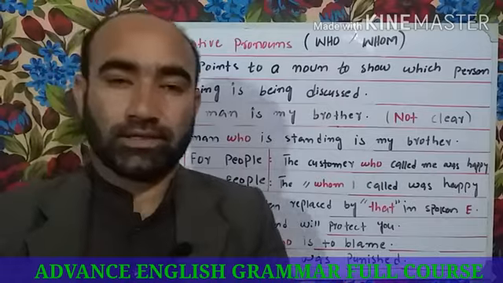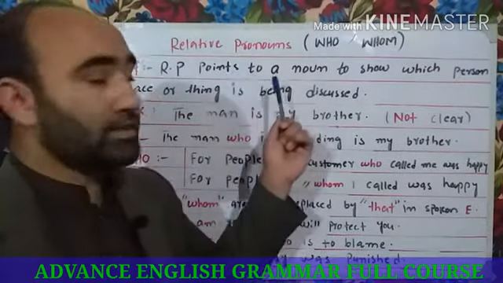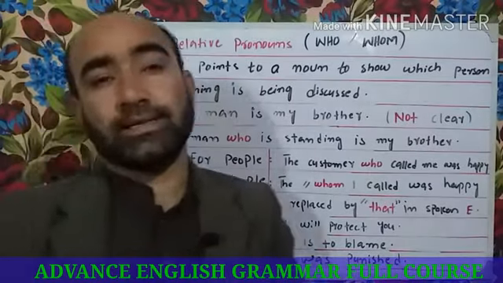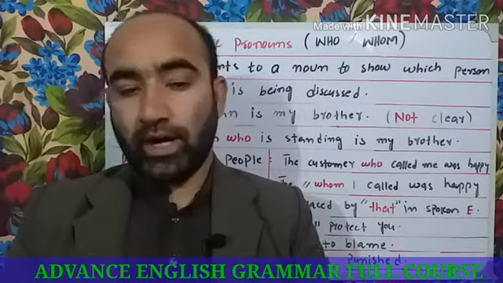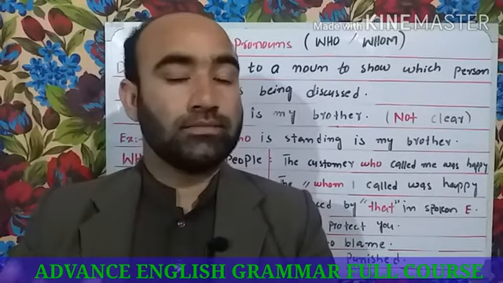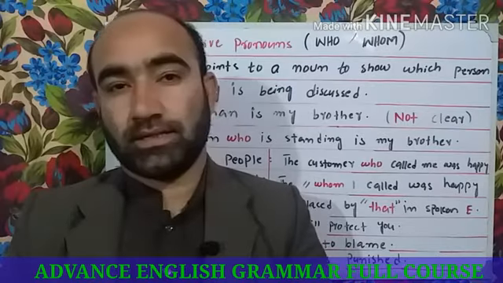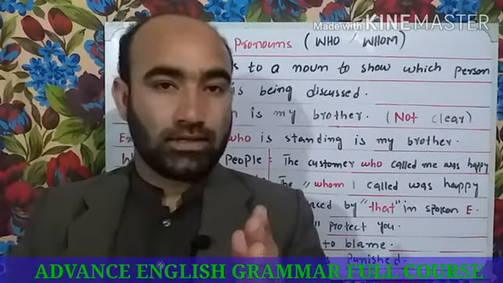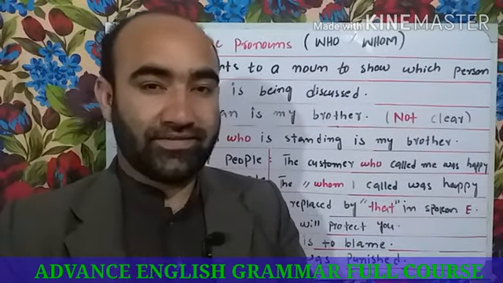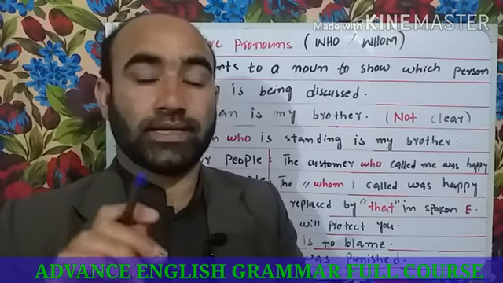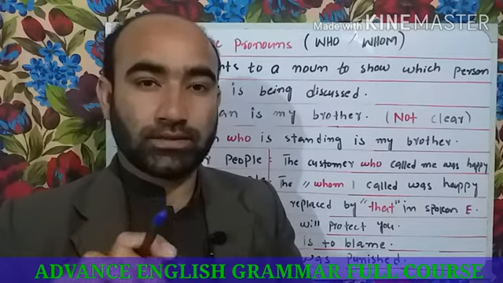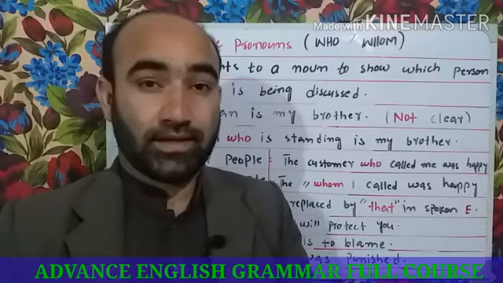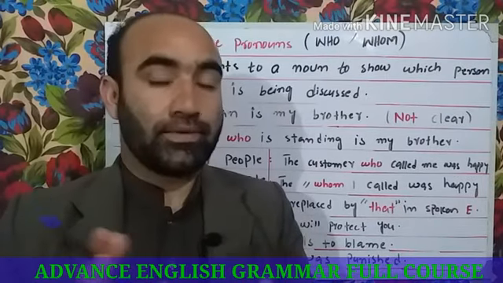Now let's define the relative pronoun. A relative pronoun points to a noun to show which person, place, or thing is being discussed. In a sentence, the relative pronoun points out a person, place, or thing about whom or which or what we are talking about in a sentence. It tells us much more clearly about the noun. And without that, the sentence will be considered an incomplete sentence. If we did not put the relative pronoun with that, it will create ambiguity, confusion. That's why we are putting the relative pronoun over there.